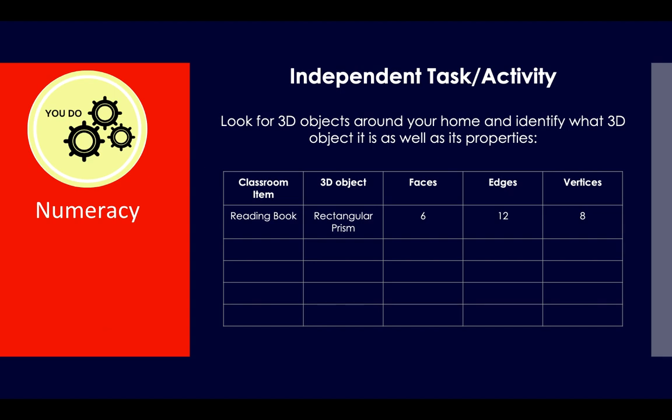Your independent task or activity. Look for 3D objects around your home and identify what 3D object it is, as well as its properties. For example, I put my reading book down. I know that it's a rectangular prism. I know that it has 6 faces, 12 edges, and 8 vertices.